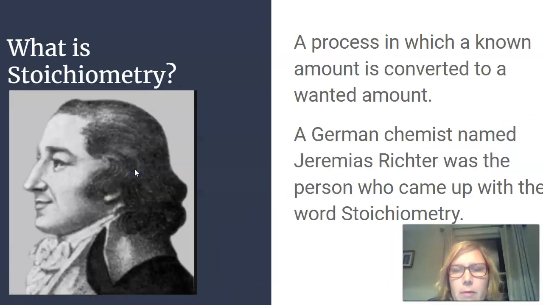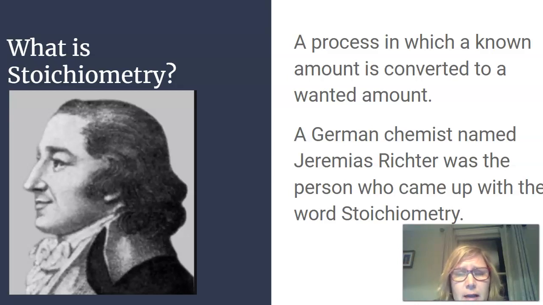So what is stoichiometry? It's the process in which a known amount is converted into a wanted amount. A German chemist named Jeremias Richter was the person who came up with the word stoichiometry. Stoich means element and metry means measure. So basically what we're doing here is I will give you a known quantity to start with of the reactants, and you will actually convert it to products, or vice versa. You could do it either way.